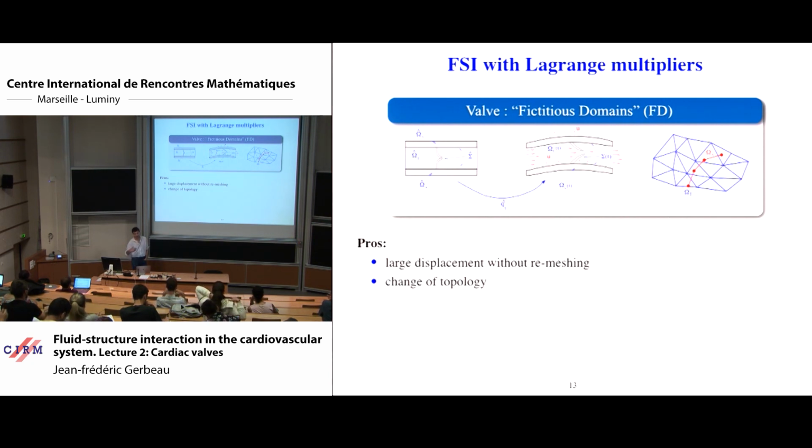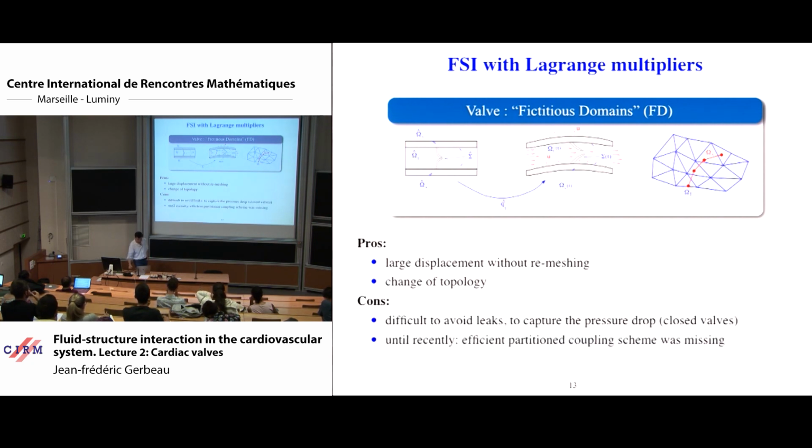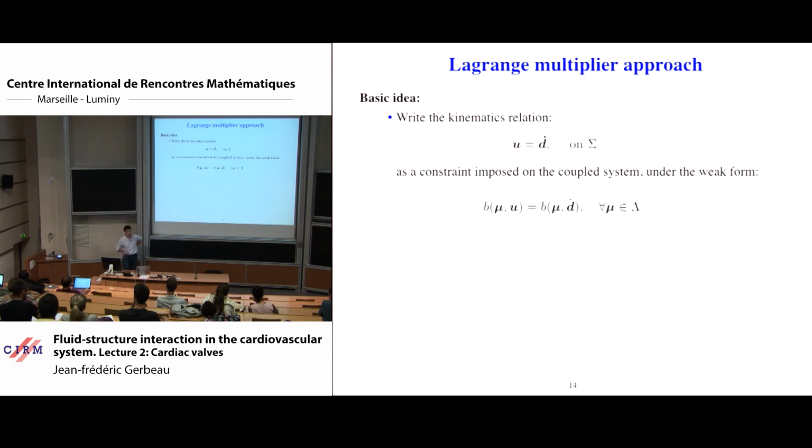This allows us to handle very large displacement without remeshing, and this also allows us to handle the change of topology when there is contact. There are many difficulties. First, it's difficult to avoid the leaks through the valves to capture the correct pressure drop, because now the meshes are not compatible. Okay, so we cannot easily double the pressure, except if you do some sophisticated stuff like XFEM, okay, but that's not the case here. And until recently, efficient partition coupling were not available, and that's what I will present you today, based on some result I presented you yesterday.